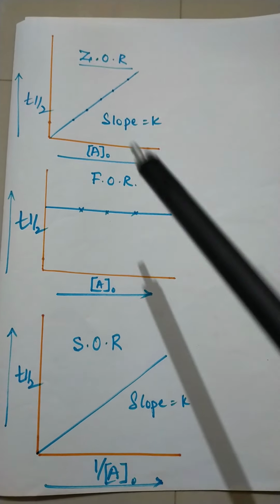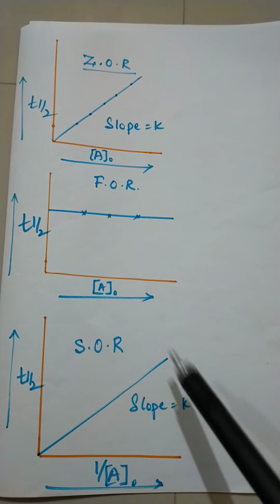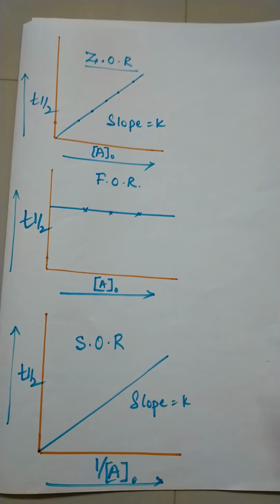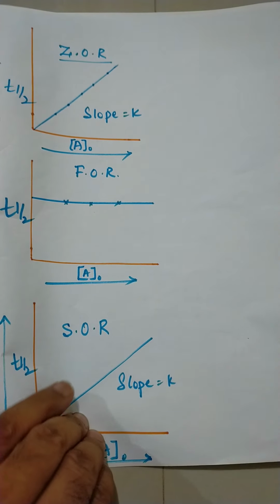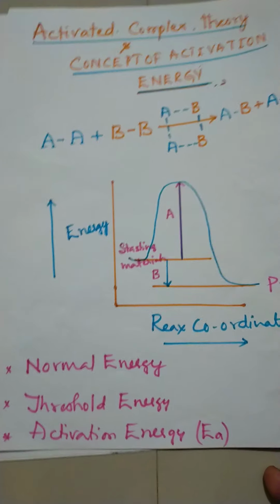Just a graph, it also comes under, as in zero order reaction, a slope is there. So this is the graphical representation of second order reaction also, but it is an exception for the second order.